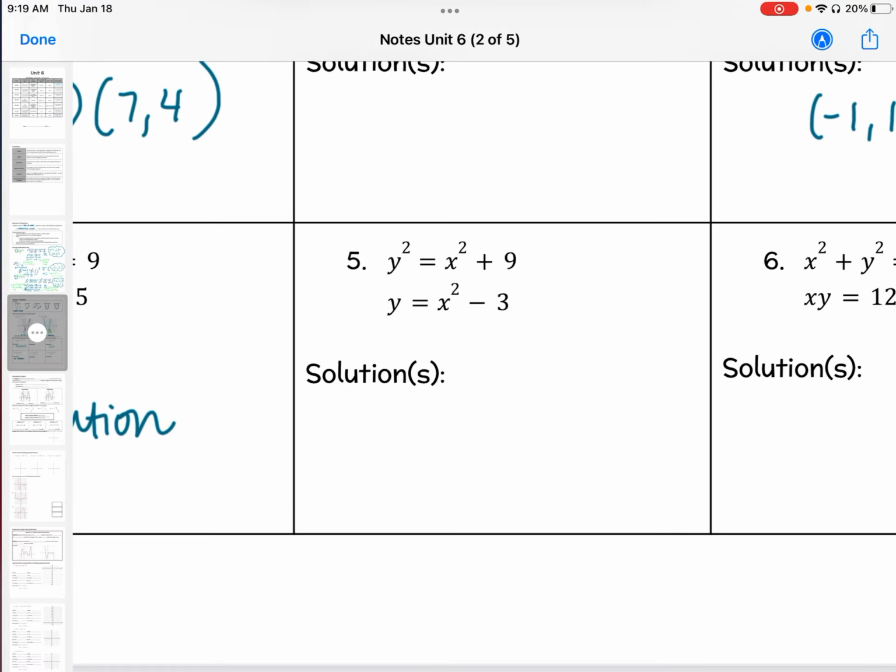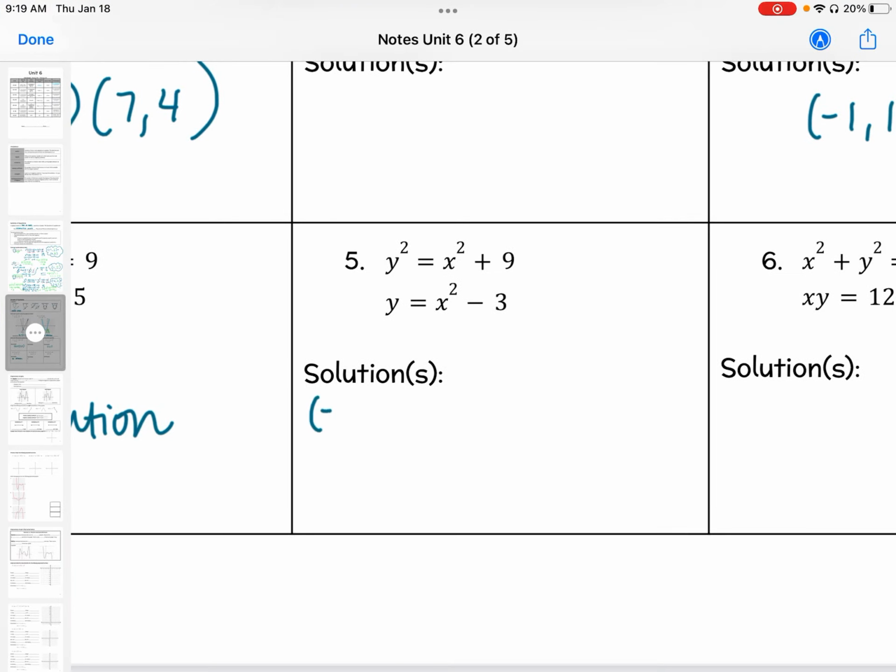So I'm going to go ahead and go back to our paper. So we have (-2.646, 4), we have (2.646, 4), and we have (0, -3). So we cross in 3 spots.